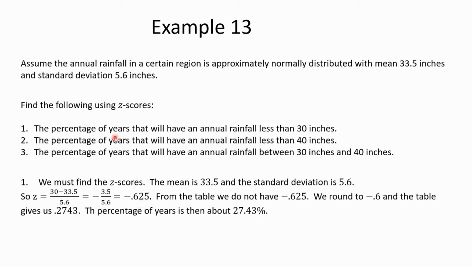So again, we're looking for the percentage of years, and they're saying that the annual rainfall is normally distributed, approximately, with a mean of 33.5 inches and standard deviation 5.6. And we're basically trying to get the percentage of data values to the left, or less than 30, which is the same as finding the area to the left of 30. So we converted to the standard score.